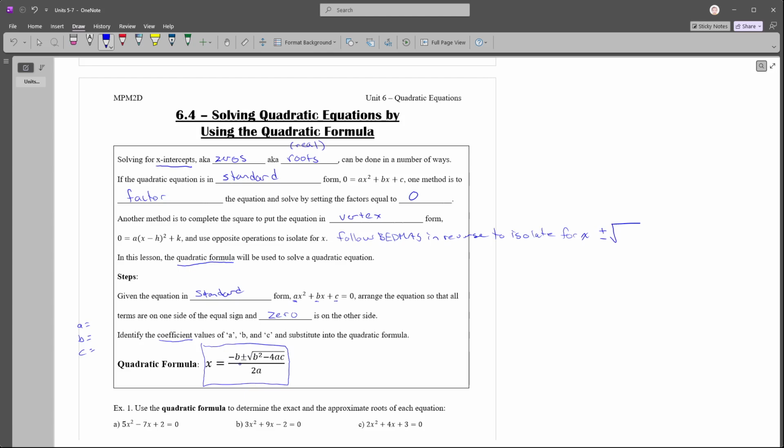x is equal to negative b plus or minus the square root of b squared minus 4ac, all divided by 2a. Okay, just substitute. That's it. All you have to do is recognize a, b, and c and substitute, and that's the whole work. So let's go give it a try.